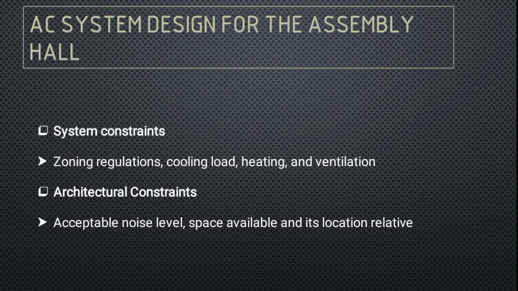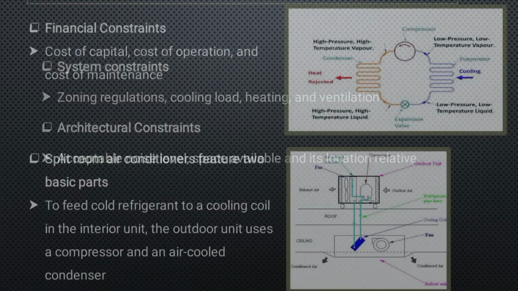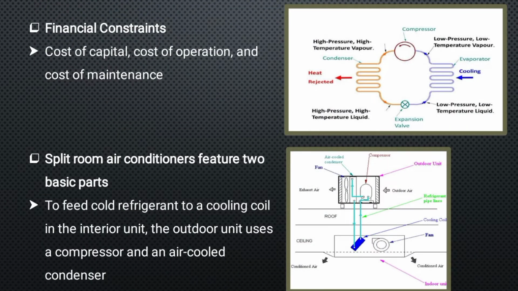The system constraints, where zoning regulations, cooling load, heating, and ventilation take place. The architectural constraints, where acceptable noise level, space available to house equipment, and its location relative to the conditioned space, and acceptability of components in the conditioned space are all factors to consider. And the financial constraints, where we should calculate the cost of capital, cost of operation, and the cost of maintenance.